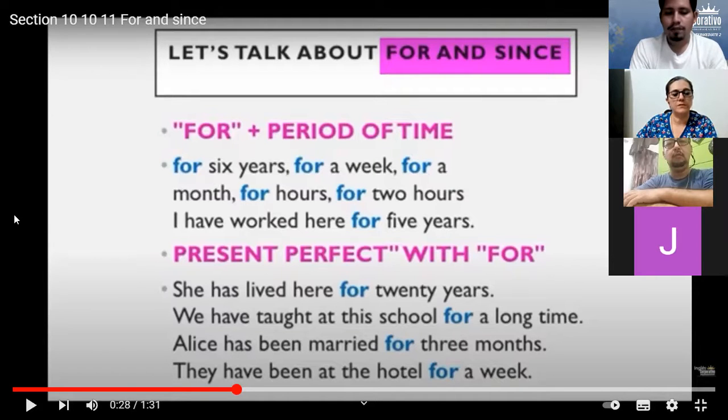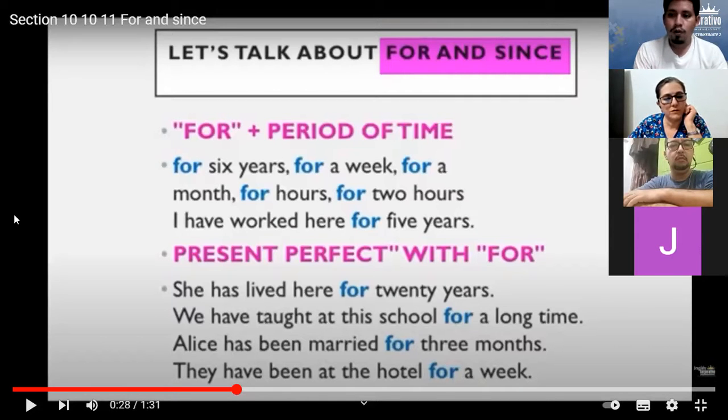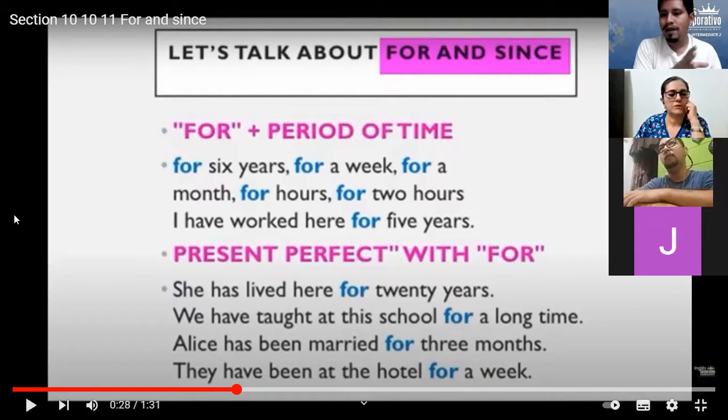Then we have some other examples, like she has lived here for 20 years. We have taught at this school for a long time. When we say a long time, we are referring to a period of time, but it's undetermined, because we are not saying the period of time specifically. We're saying that it was a long time, but we don't know the period of time we are referring to. We can use it in that way because we are referring to a period of time, but it's not specific. I don't know if I'm clear on it. Am I clear on it?